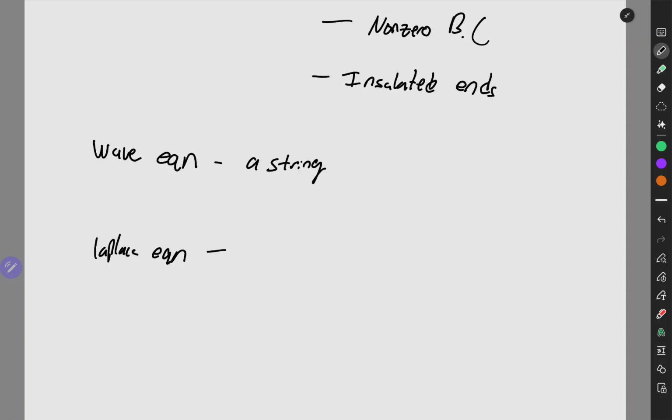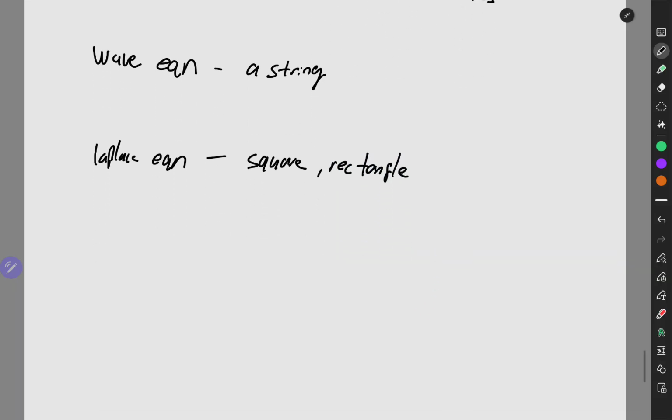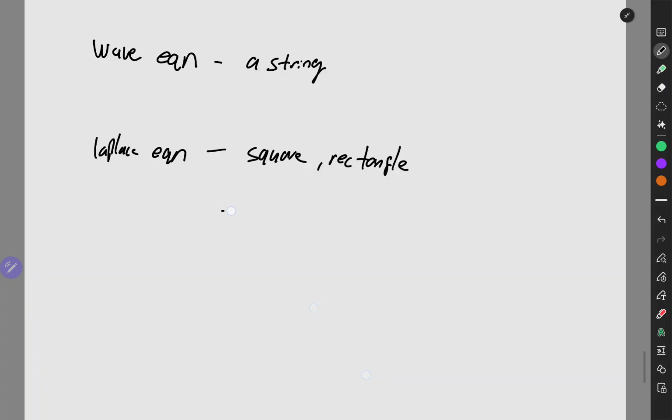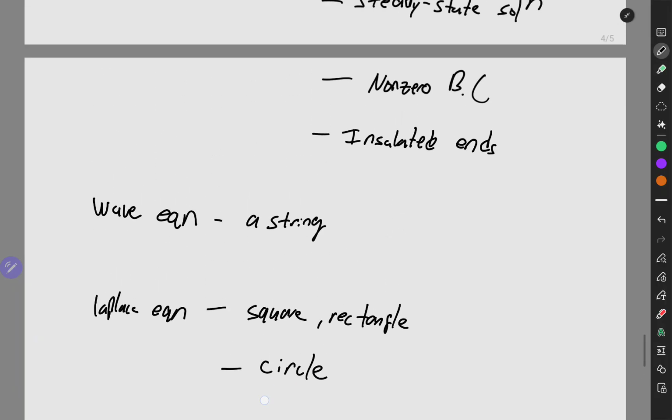So for example, what we're going to look at is a square and a rectangle. We're going to look at both. Square is obviously easier than a rectangle. I can't remember what the difference is between the two. I know we're going to look at both though. And then we're also going to look at a circle. And that's the end of those.